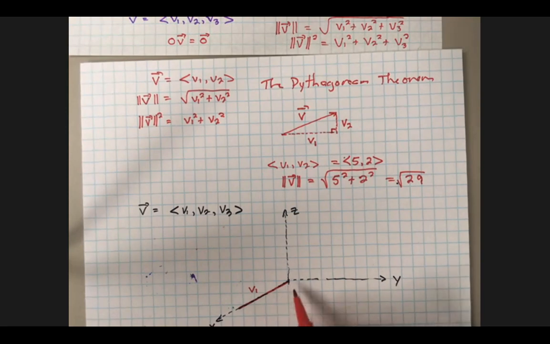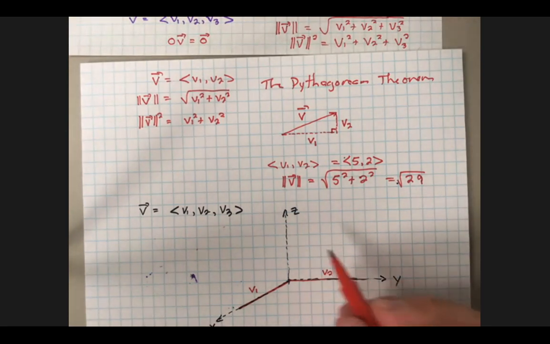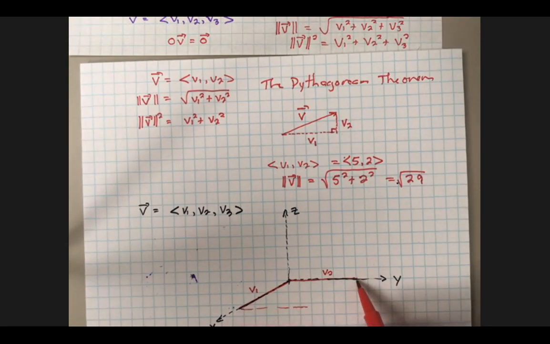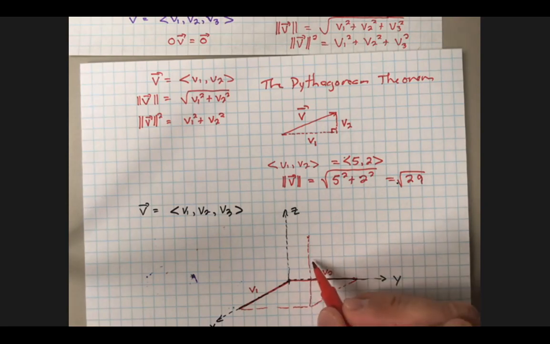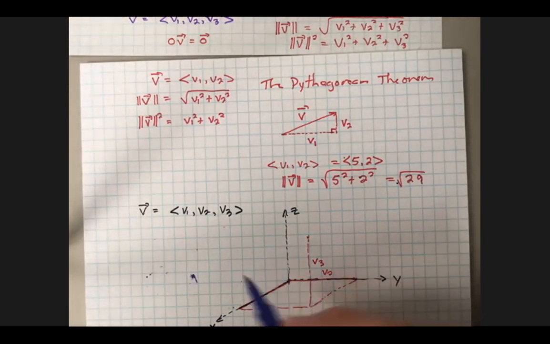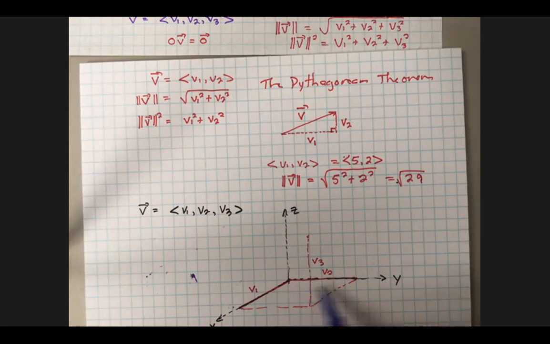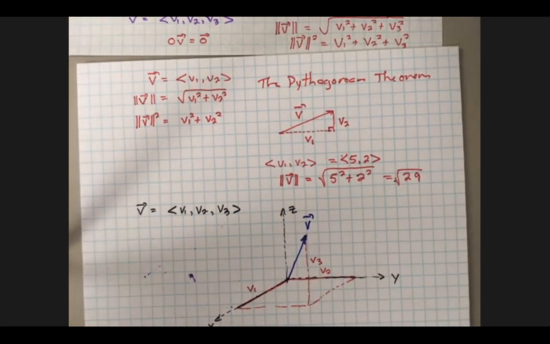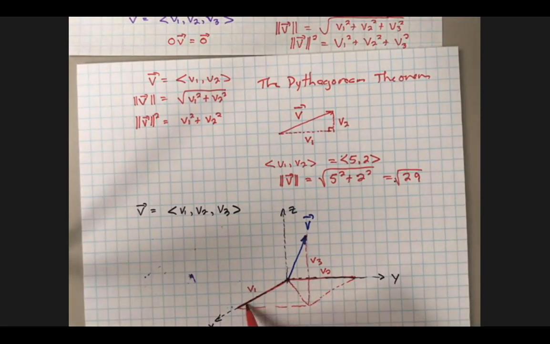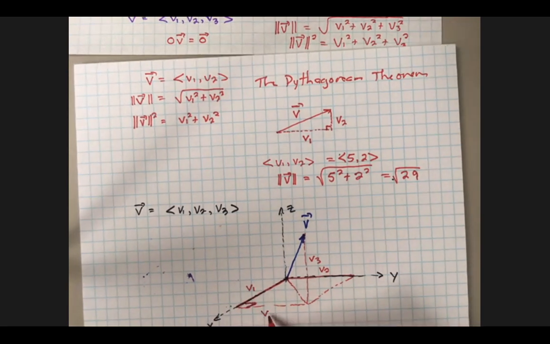And then I have another distance over here called V2. And then I have a third distance on top of that, called V3. And this vector V1, V2, V3 goes V1 in the first coordinate, V2 in the second coordinate, and V3 in the third coordinate. That's how it creates this vector right here. But I want to make it very clear that I'm still using the Pythagorean theorem, because this vector, if I cast its shadow on the xy plane, creates a right triangle. And the right triangle has sides V1 and V2.